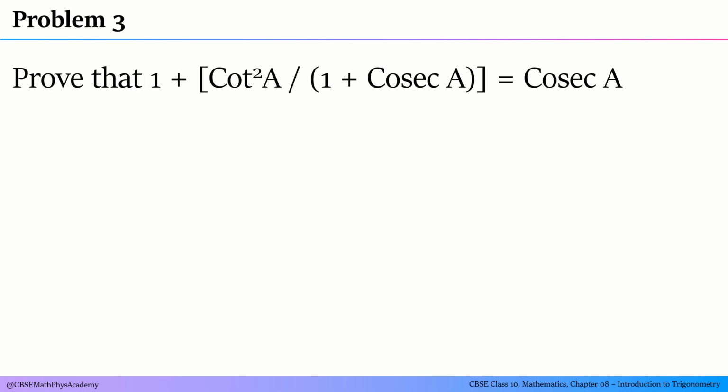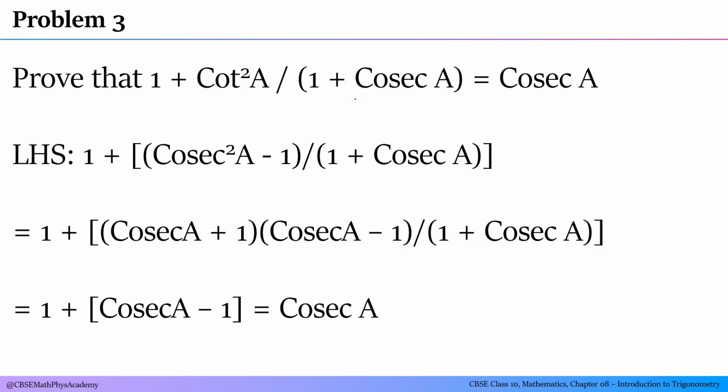Now problem 3. By seeing this, you can feel there is a pattern like cosec and cot, which come in trigonometric identity 3. So have that in mind. Let us see how to solve it.